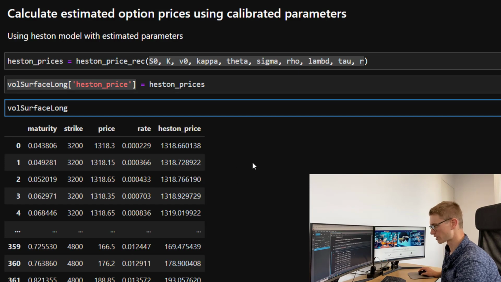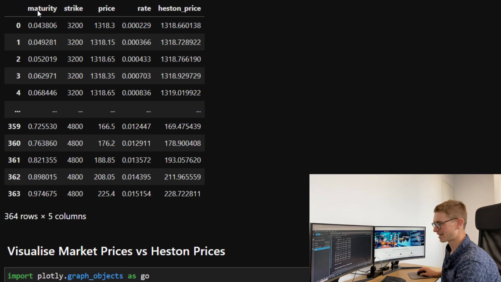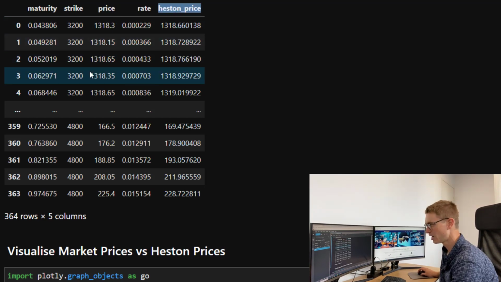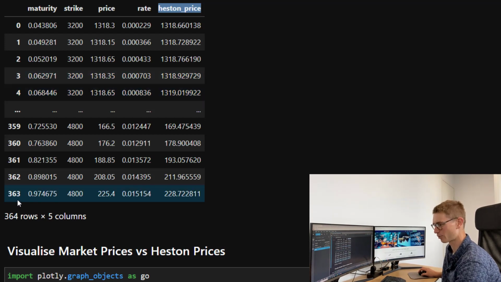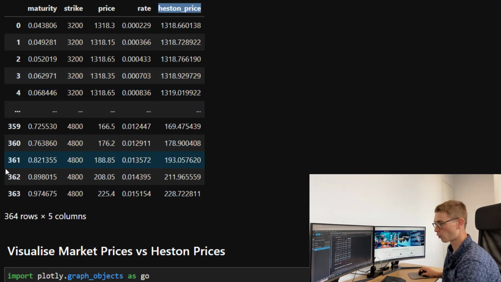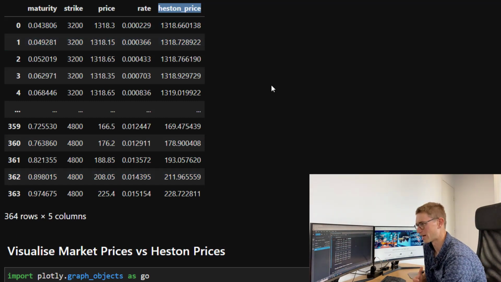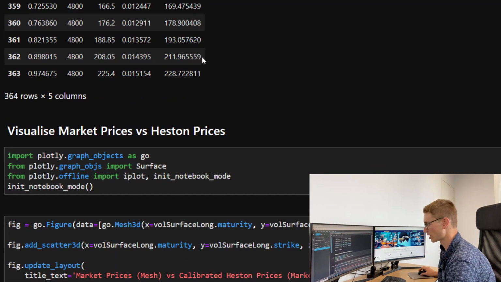Now the vol surface long I can then print out, and now I can see I've got my maturity, strike, price, rate, and now my Heston price, and you can see that the Heston prices are actually pretty close. So we do have some error, but again we've calibrated on 364 rows, different prices, different maturities up to 1 year across different strikes. So that's obviously pretty good there.